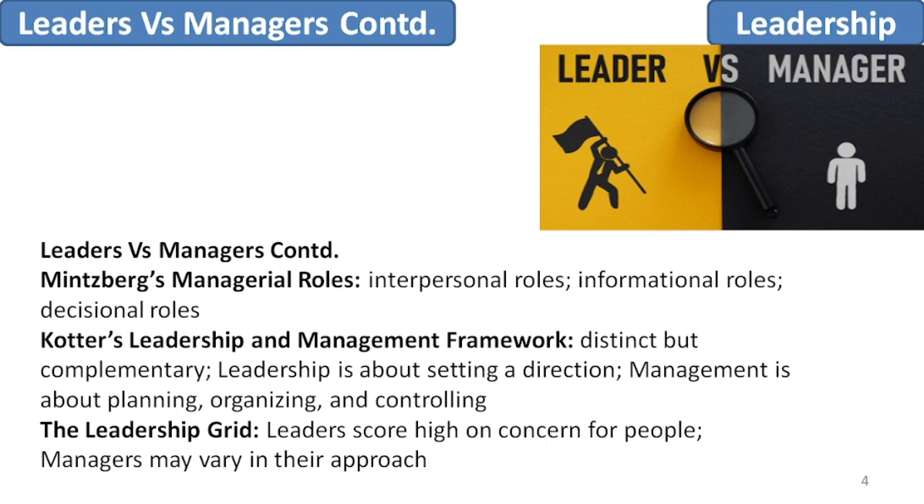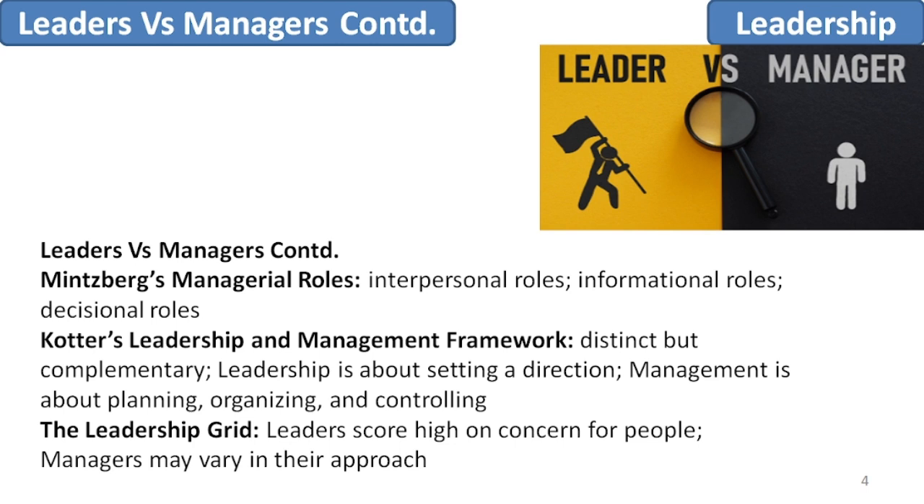Kotter's Leadership and Management Framework. John Kotter argues that leadership and management are distinct but complementary. Leadership is about setting a direction, aligning people with that direction, and motivating them. Management is about planning, organizing, and controlling resources to achieve the set direction. According to Kotter, effective organizational success requires a balance of both.